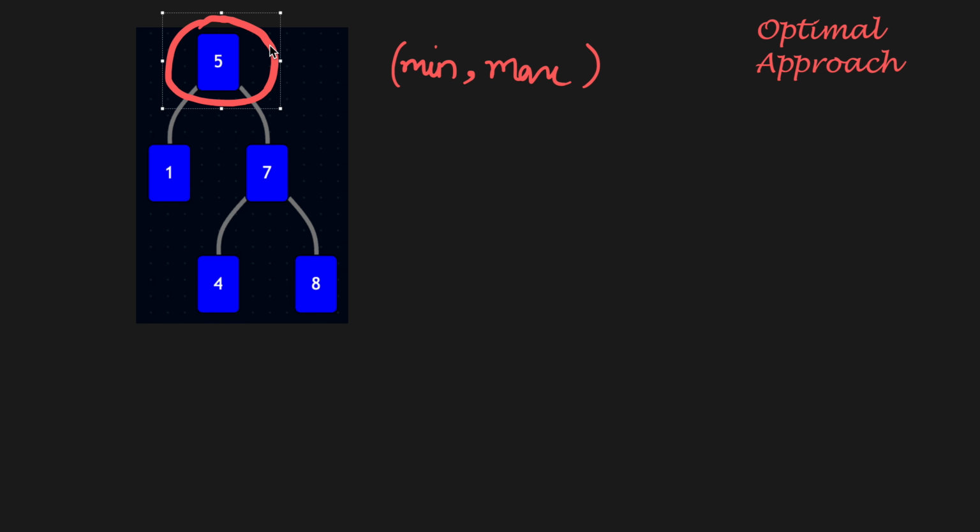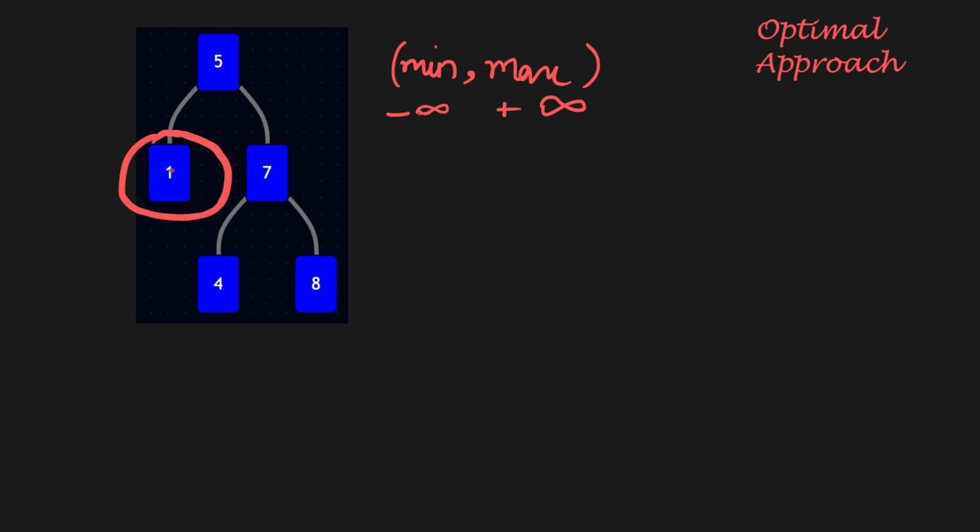So again we start at the root node with value 5. And since it can be of any value, its valid range is from negative infinity to positive infinity. So this value 5 is fine. And hence we recurse to its children. Say we go to the left child first.